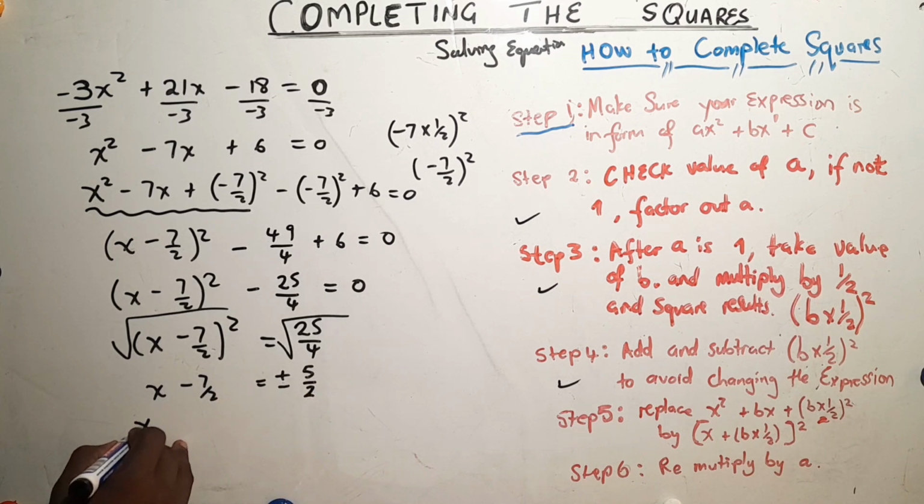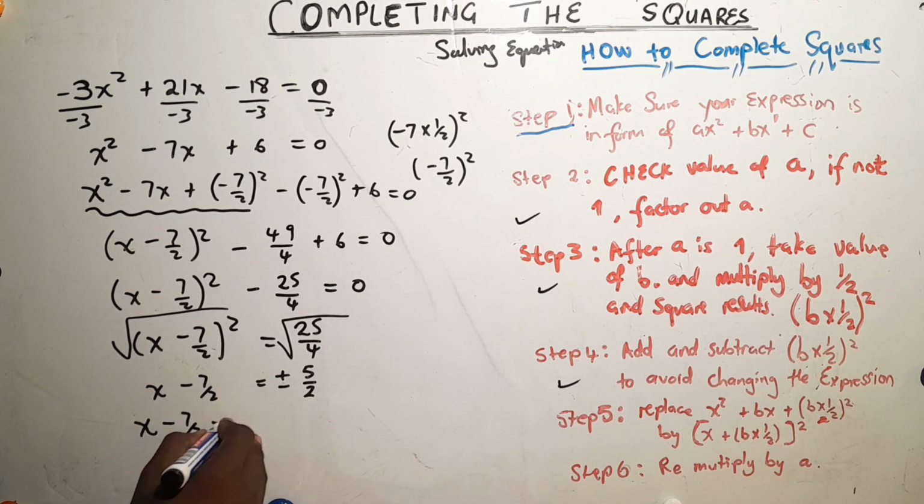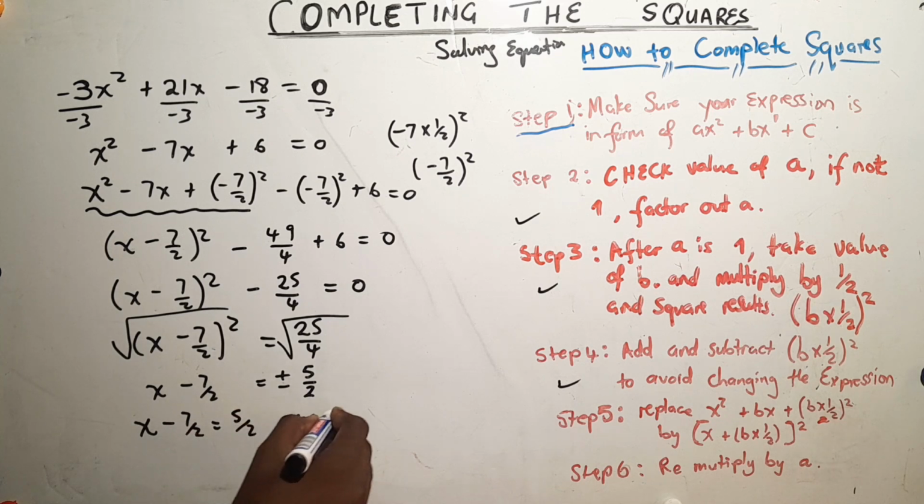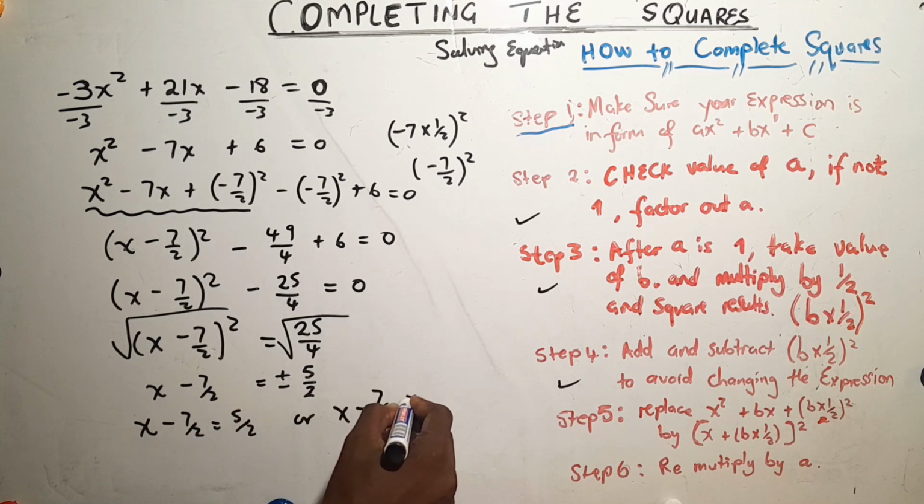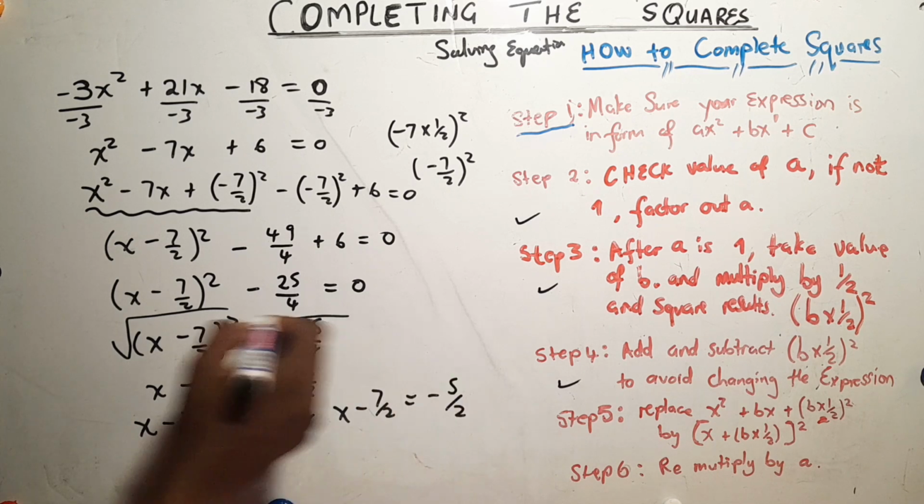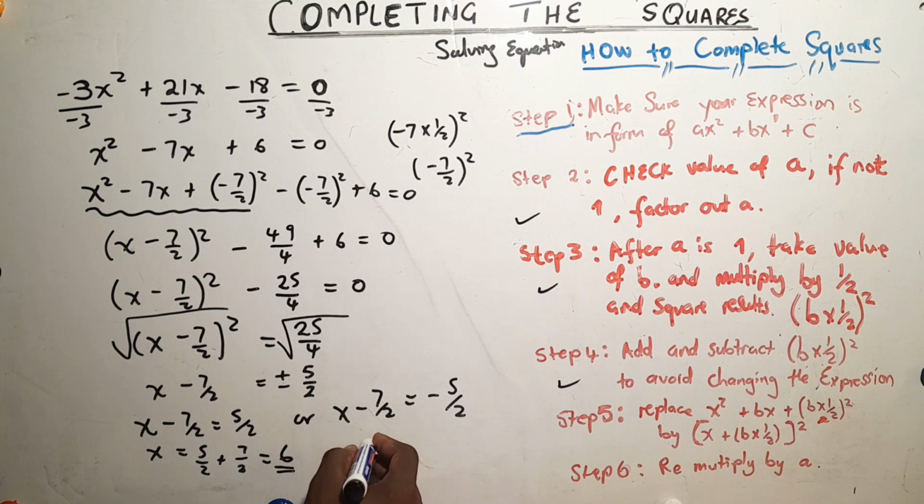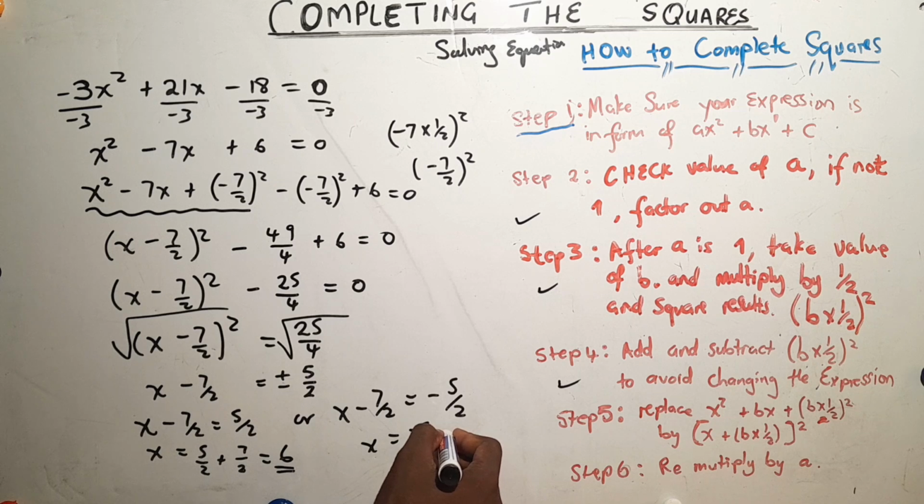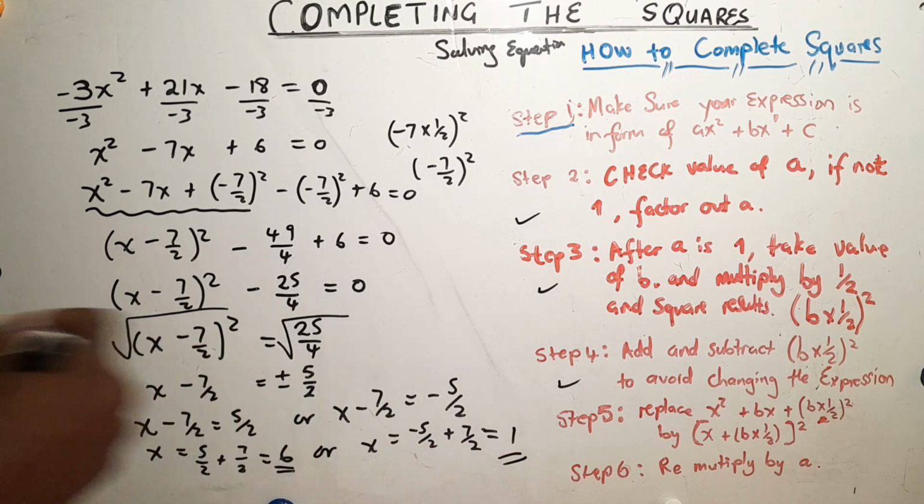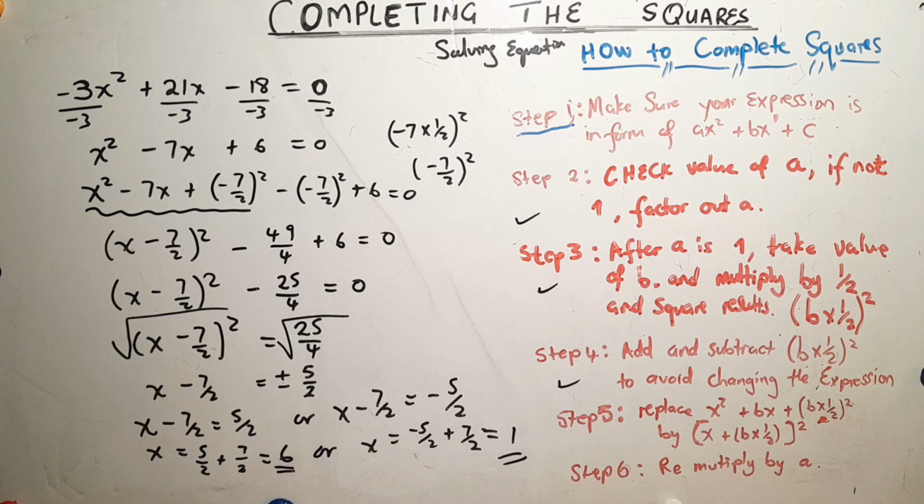So it means that x minus 7 over 2 equals 5 over 2, or x minus 7 over 2 will be equivalent to negative 5 over 2. So x here will become 5 over 2 plus 7 over 2, which will give us 6. And this one, x will be equal to negative 5 over 2 plus 7 over 2, which will give us 1. So x equals 6, or x equals 1, just like that.